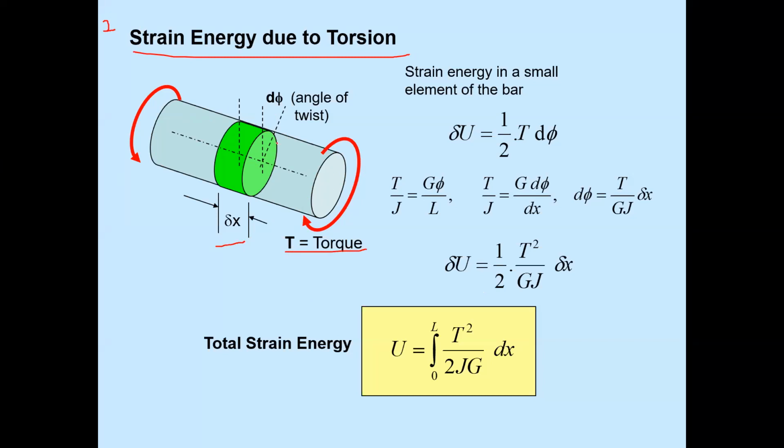Due to that torque, there is a twisting of the member, and that twisting is known as d phi. So strain energy in a small element of the bar, same case, delta U is equal to half T into d phi. T is the torque, d phi is the angle of twist. From the torque equation, we know that tau upon r equals T by J equals G phi by L. What is G? G is the shear modulus.